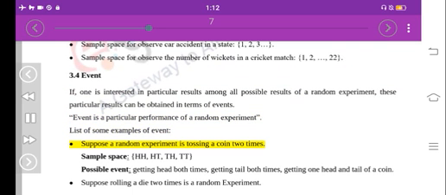Suppose a random experiment is tossing a coin 2 times. Sample space: HH, HT, TH, TT. Possible events: getting head both times, getting tail both times, getting one head and one tail of a coin.